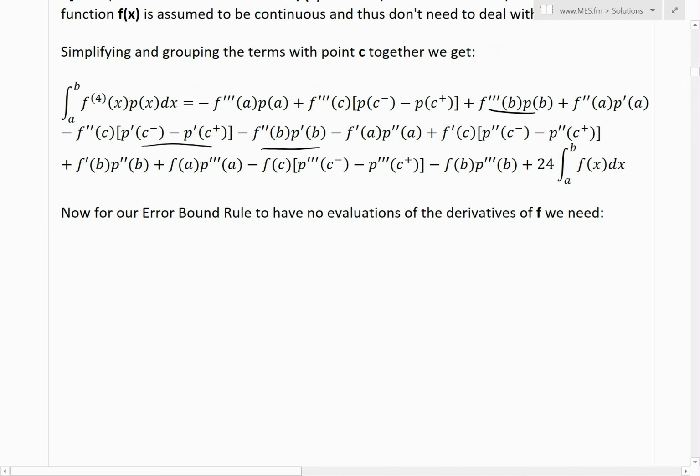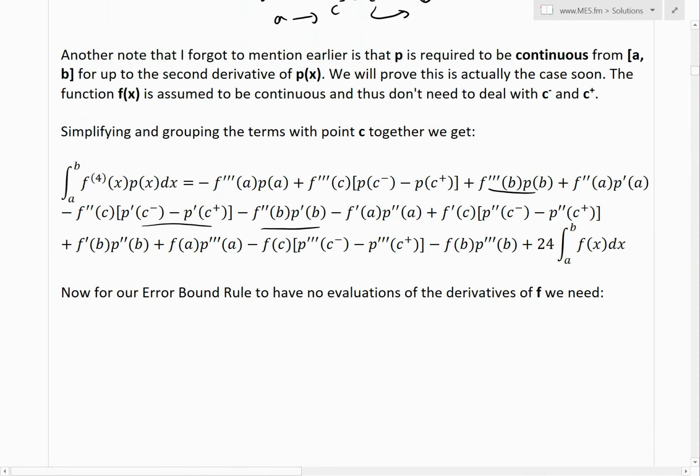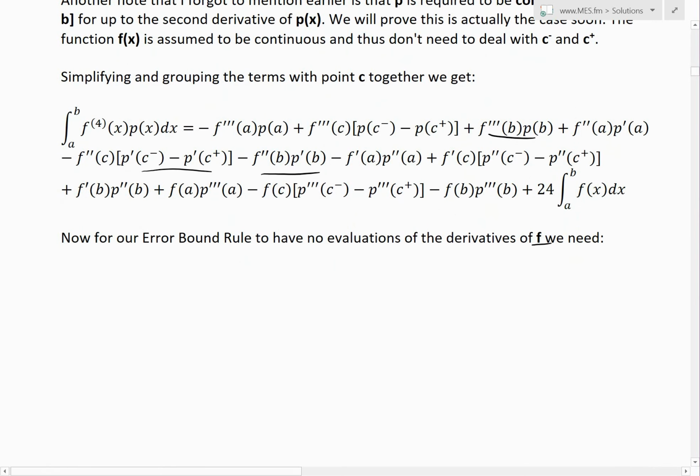Now, when we're trying to derive the error-bound rule, we don't want any evaluations to have the derivatives of f. So we try to impose that these derivatives are not there, so we impose this to equal 0, and also that this goes to 0. What else? This goes to 0. So this is what we want to impose. Ignore the c's for now, because remember, those are supposed to be equal. And then this part right here goes to 0.